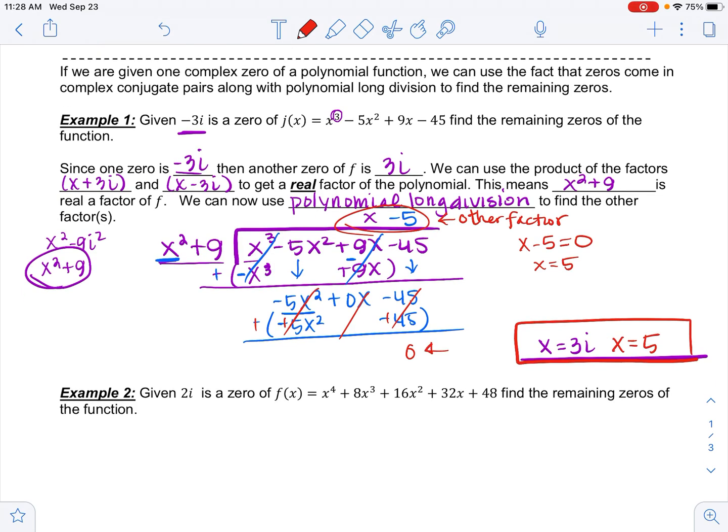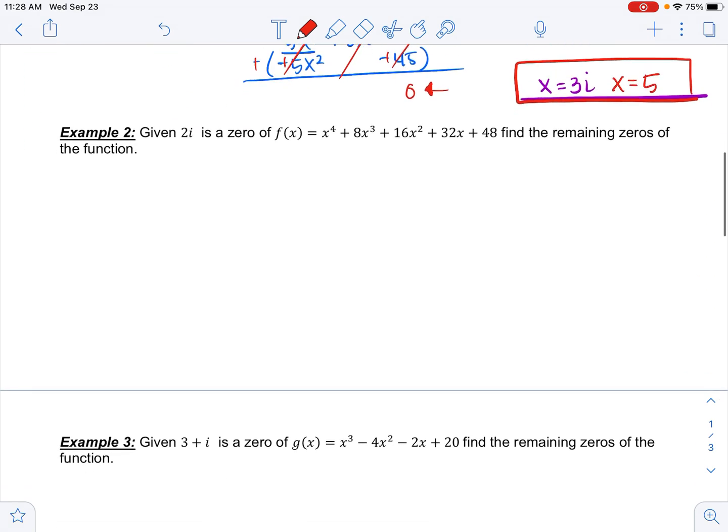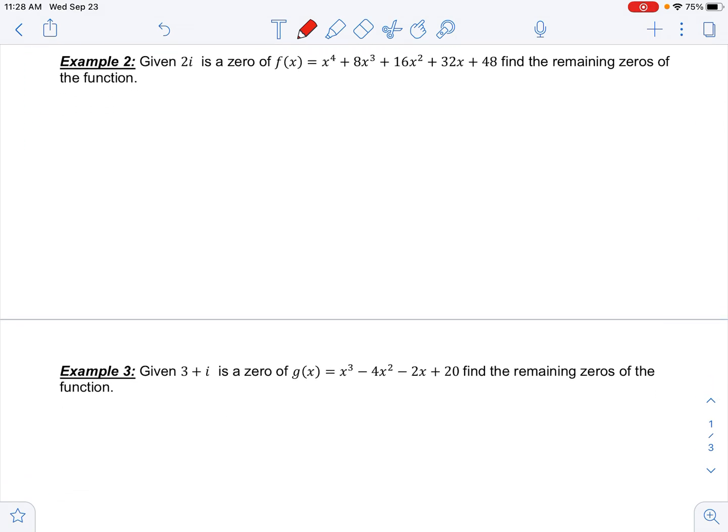Not too bad, right? And what's nice is that you know that you're always going to get 0 here because you're finding a factor. You're given a 0, you're finding a real factor, so you know that you're going to get a remainder of 0. Okay, next one. Given 2i is 0 of that polynomial, find the remaining zeros.